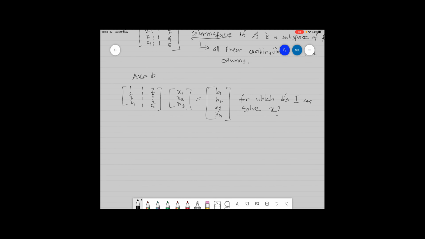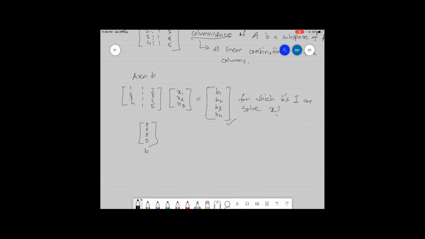So the answer is, there might be different b's here. So one example of b's can be 0 0 0 0. So if we have all zeros as b, then we can definitely solve this by putting all the values of the unknowns as zeros. Okay, now which other b's can we solve?